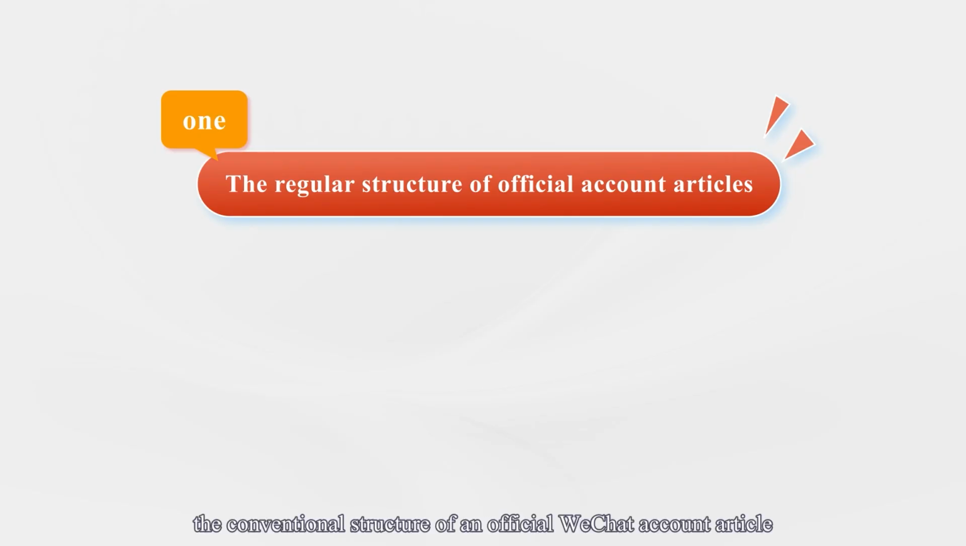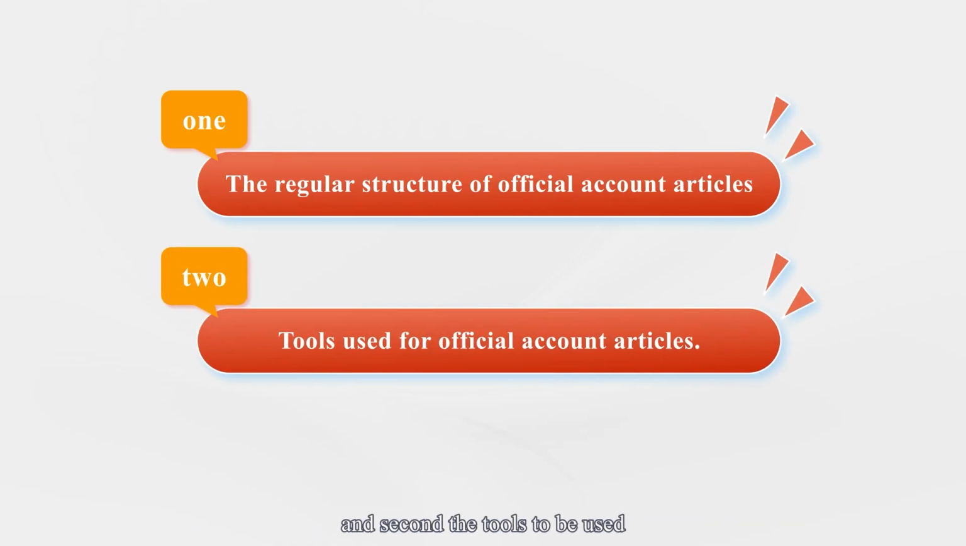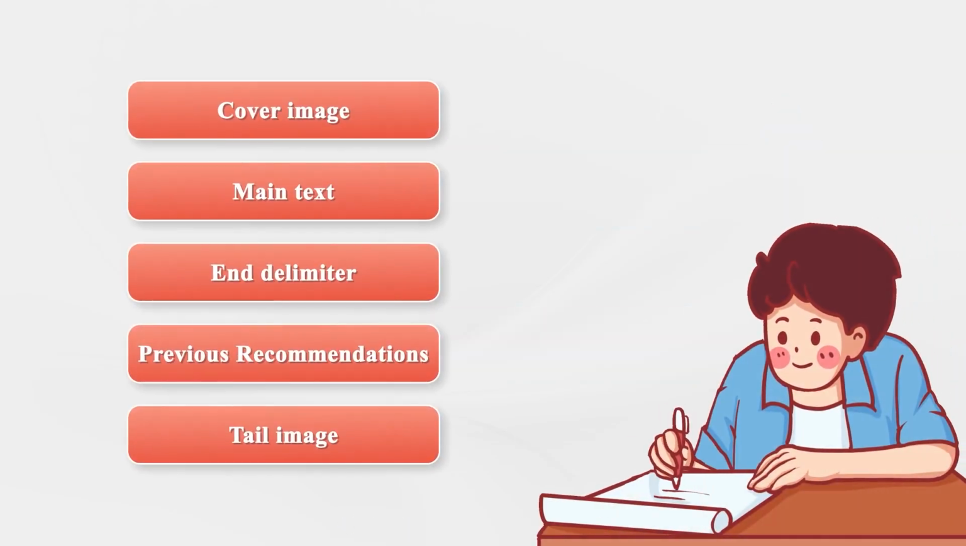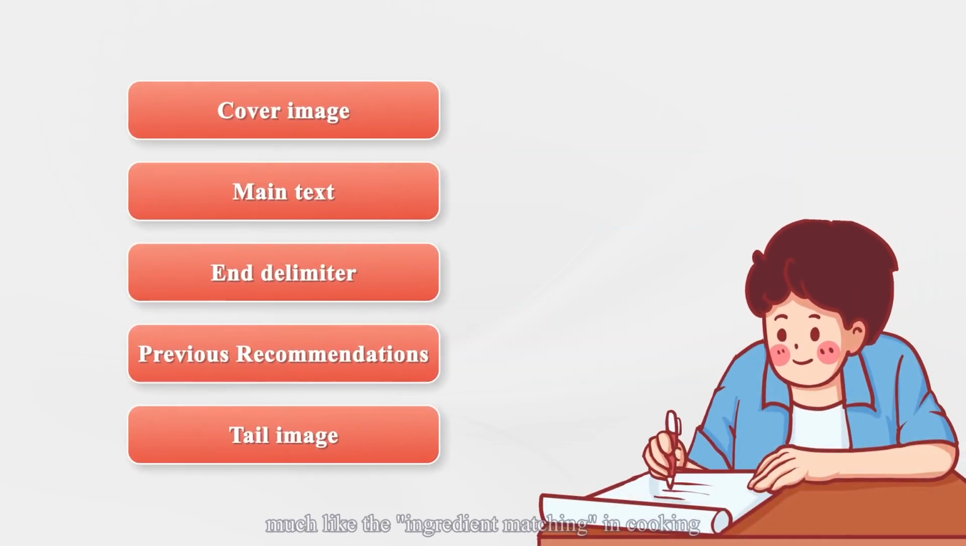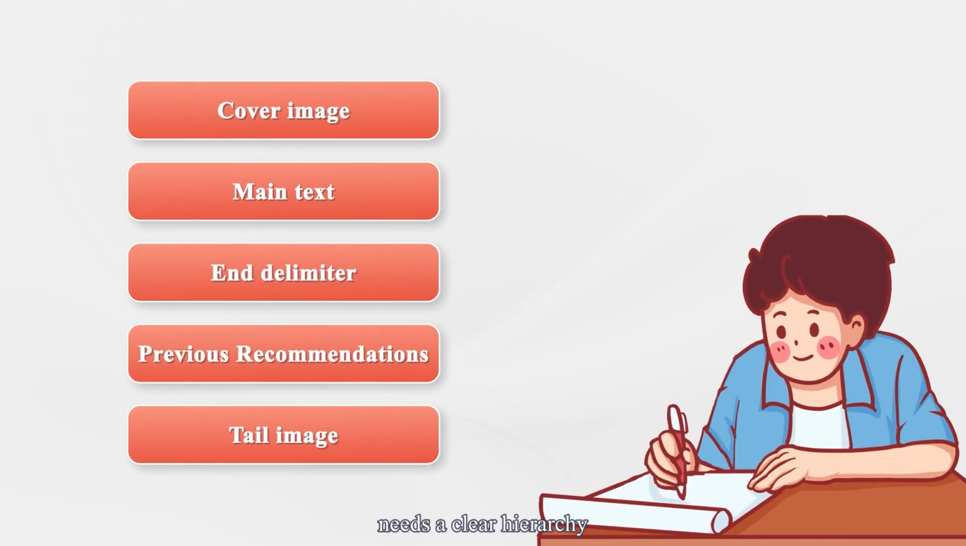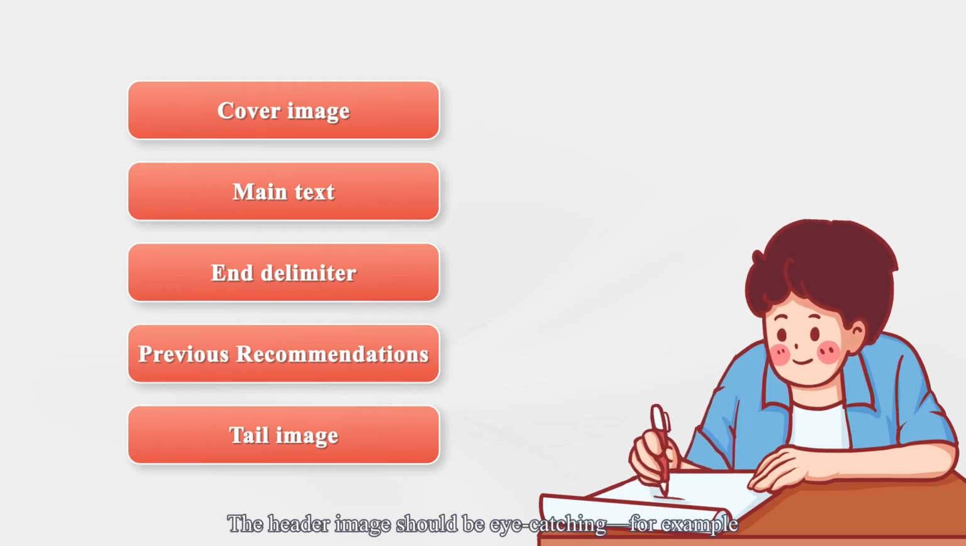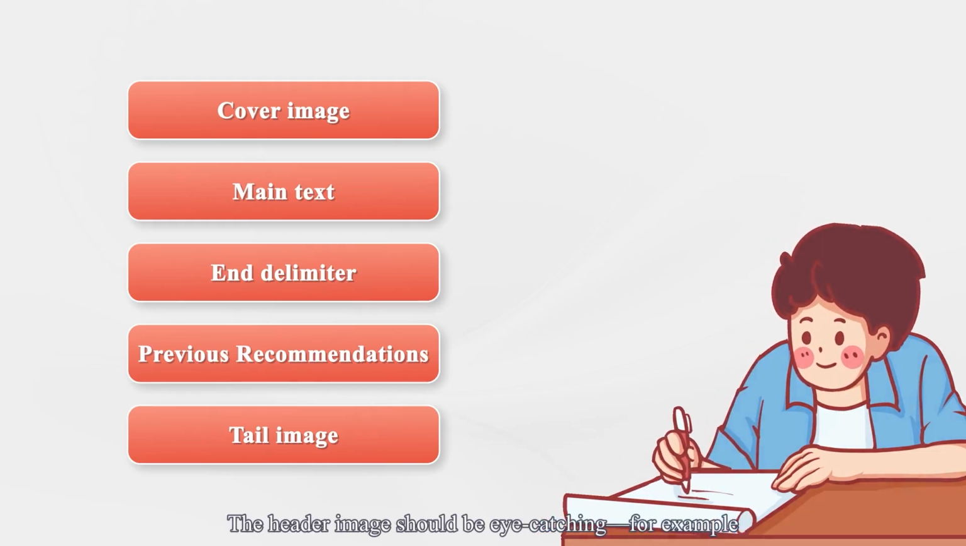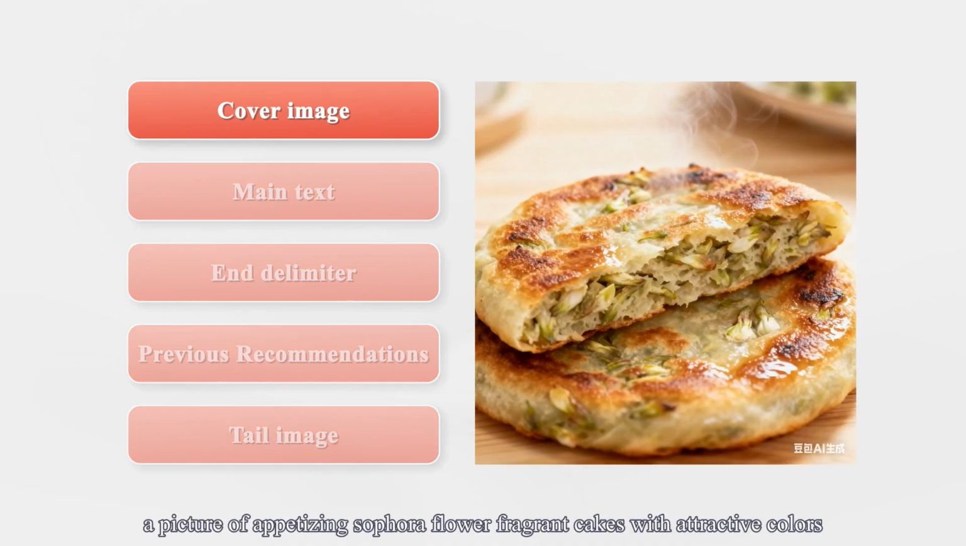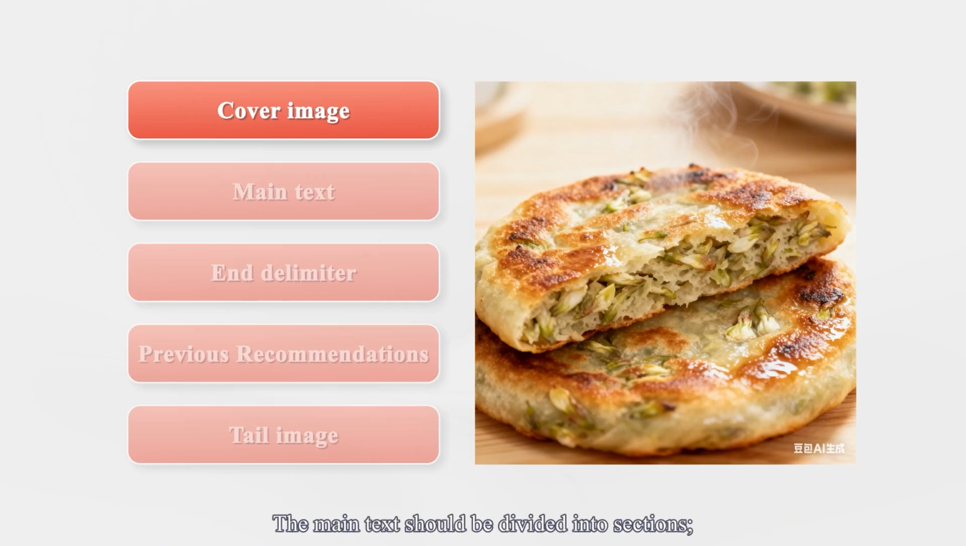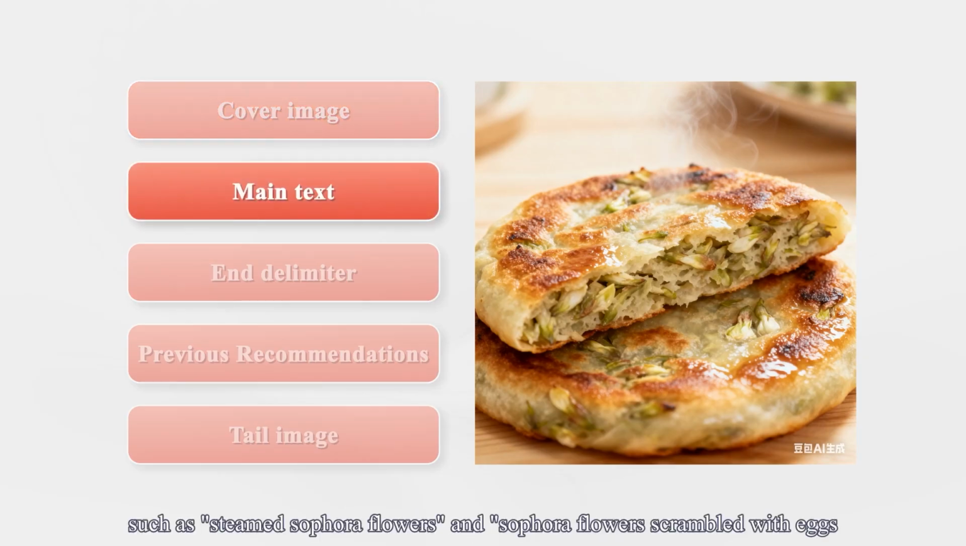The conventional structure of an official WeChat account article, and second, the tools to be used. Let's start with the structure. A complete official WeChat article, much like the ingredient matching in cooking, needs a clear hierarchy. A header image should be eye-catching, for example, a picture of appetizing Sephora flower fragrant cakes with attractive colors. The main text should be divided into sections, each way of eating, such as steamed Sephora flowers and Sephora flowers scrambled with eggs, should be in a separate paragraph to make it easy for readers to follow.